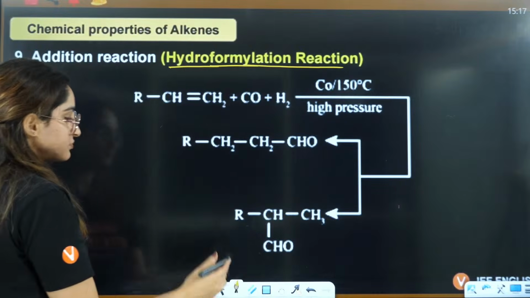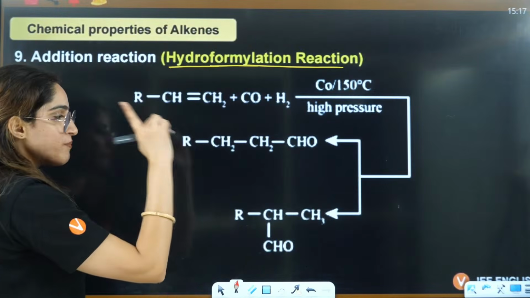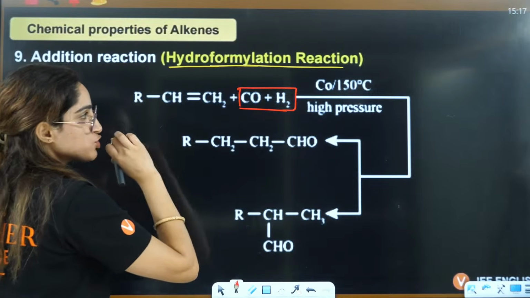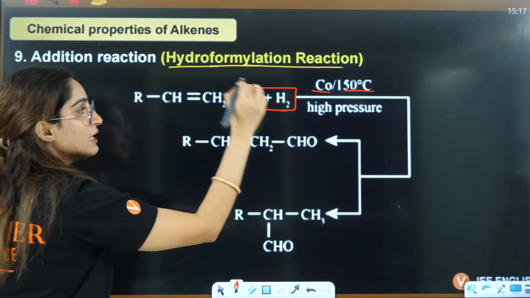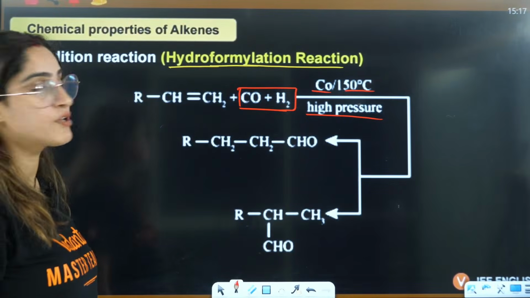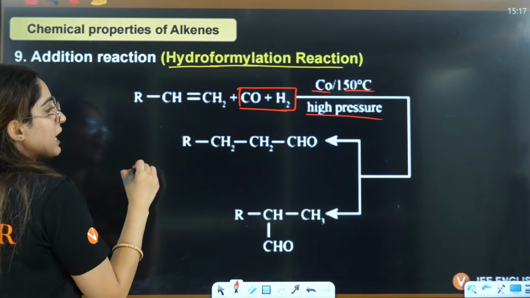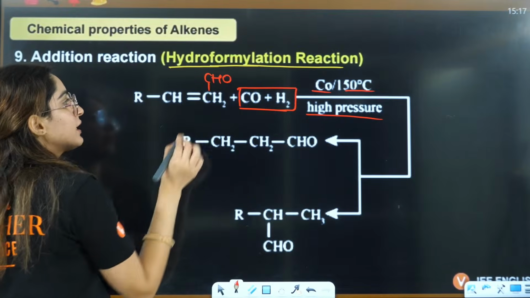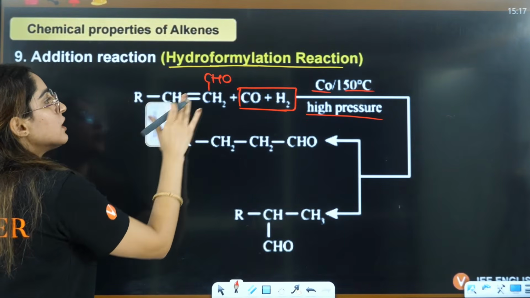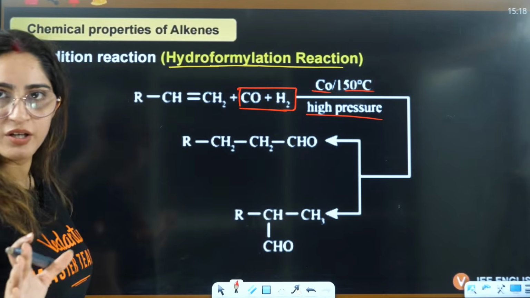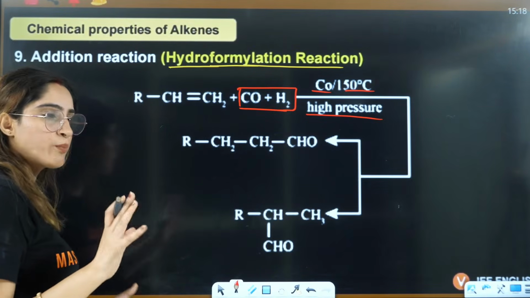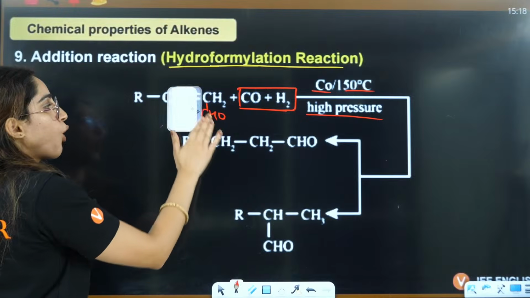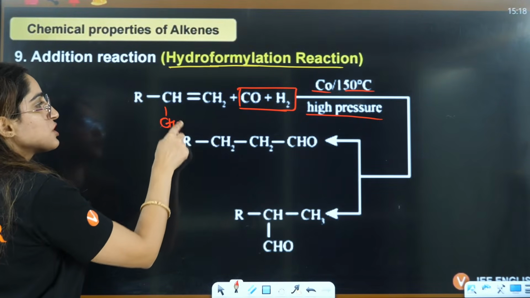Addition reaction in case of hydroformylation reaction. Hydroformylation means formyl and hydrogen will be added. In that we add CO plus H2, cobalt, 150 degrees, high pressure, drastic conditions you have here. Now here the pi bond will break and two kinds of products will be formed. Either CHO can be connected here or CHO can be connected here. Both the products are equally major, both are good products. There is no major or minor here. This is CHO on this position and hydrogen on this position, or the opposite.